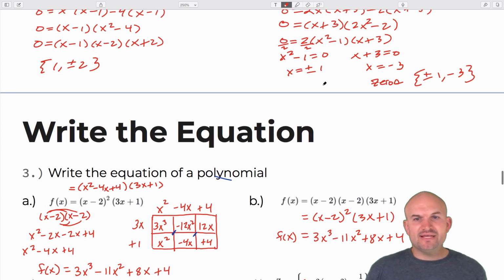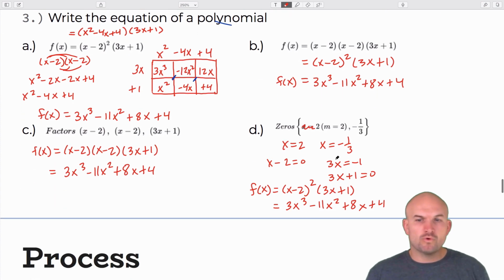And again, where did we get the zeros? Well, they were set equal to 0 via the zero product property. So when I had this equation and I wanted to find the zeros, I solved for x. So working backwards, I can take both of these and set them equal to 0.